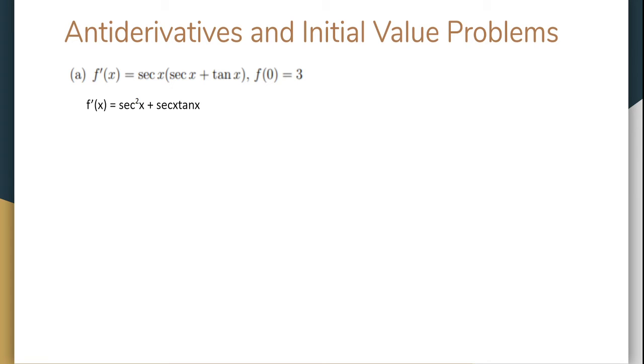So I would go ahead and simplify this function a bit. Instead of having secant x multiplied by secant x tangent x, I say this is secant squared x and secant x tangent x. So if we think about what function will give us this, first we need to think about what function gives secant squared x as a derivative. For that, it's just going to be tangent x, and for secant x tangent x, it's just secant x. So I give this as my next step.